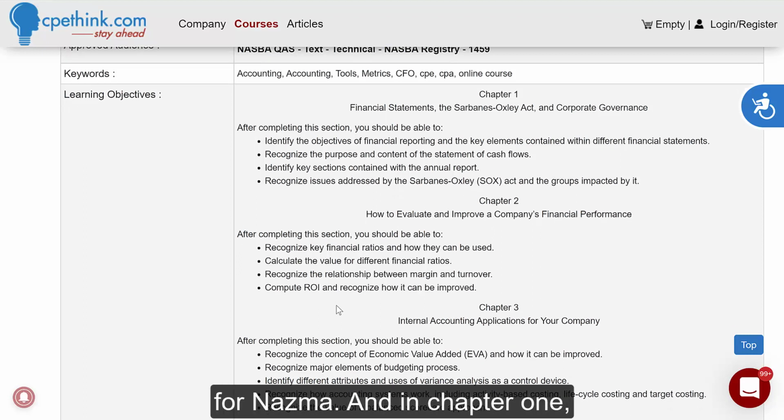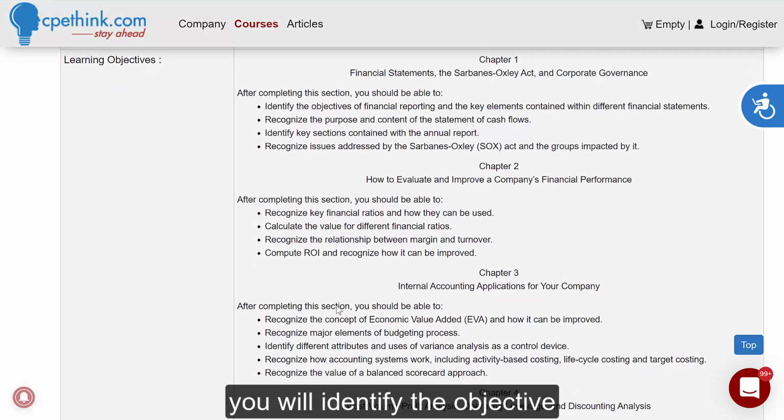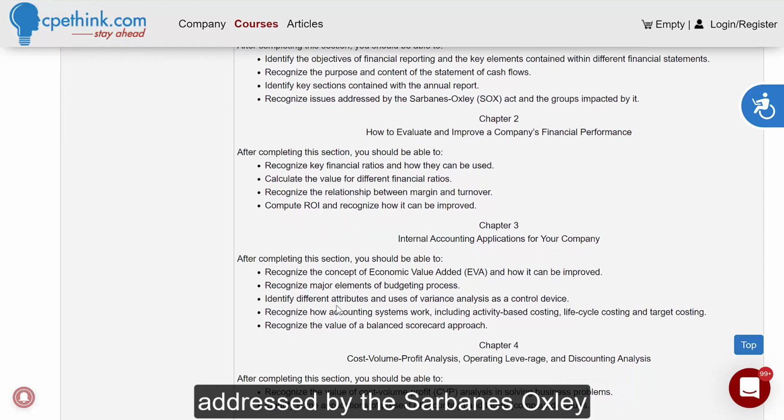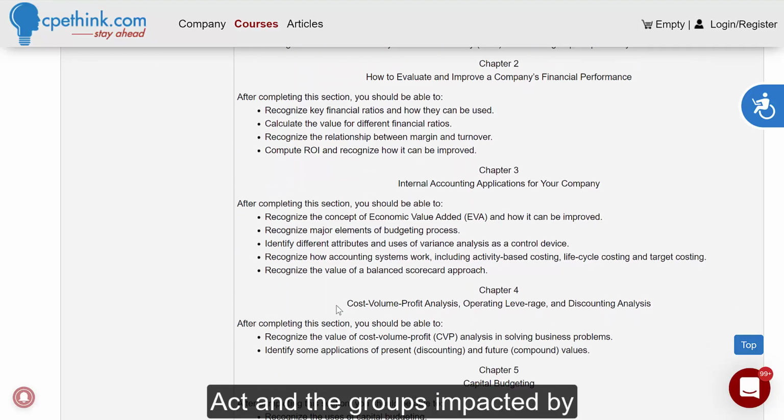In Chapter 1, you will identify the objectives of financial reporting and the key elements contained within different financial statements, recognize the purpose and content of the statement of cash flows, identify key sections contained within the annual report, and recognize issues addressed by the Sarbanes-Oxley Act and the groups impacted by it.